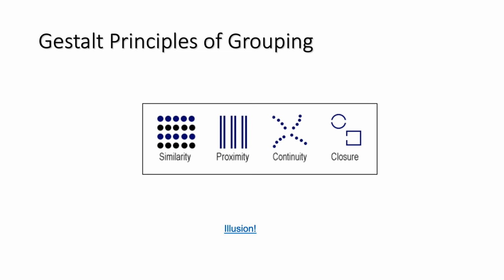Let's return to the Gestalt principles of grouping that help us figure out what are figures and what are backgrounds. If you look at the dots in the left of the picture, you'll see rows of blue dots and rows of black dots. And that's probably how you will describe it to people. If you just ask somebody, tell me what you see in that picture, most people will report that they see blue dots and black dots. They group things together according to similarity.